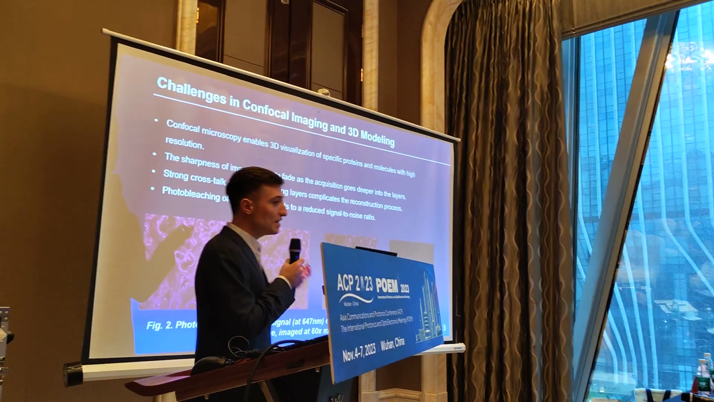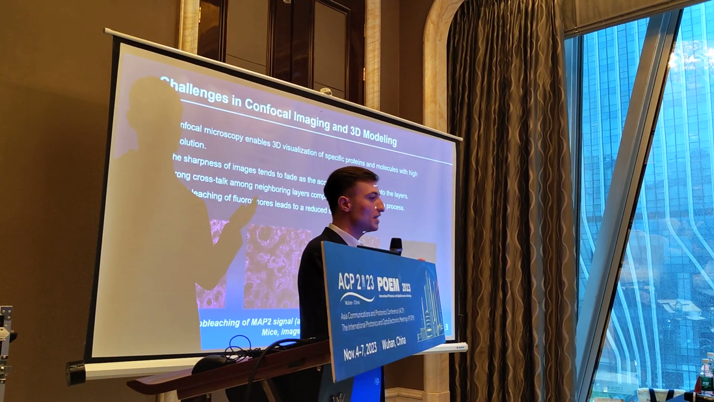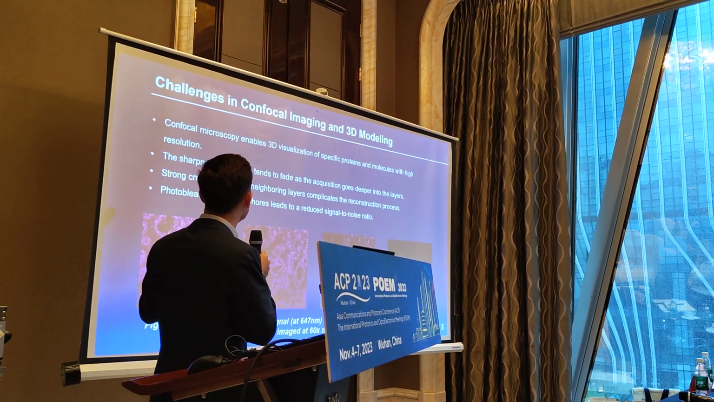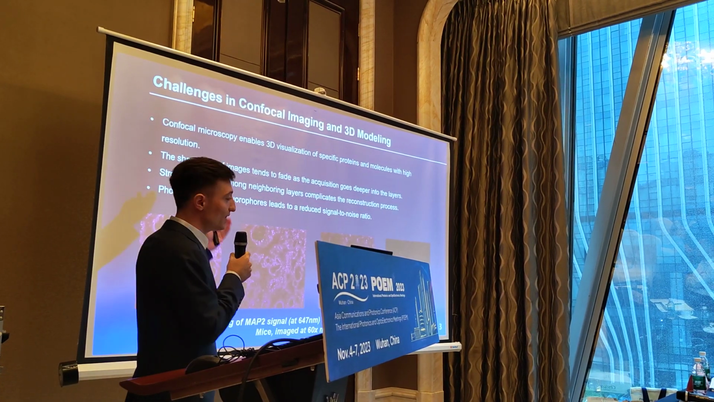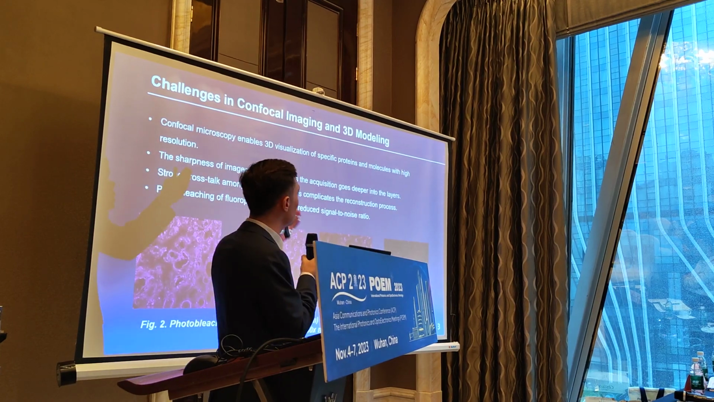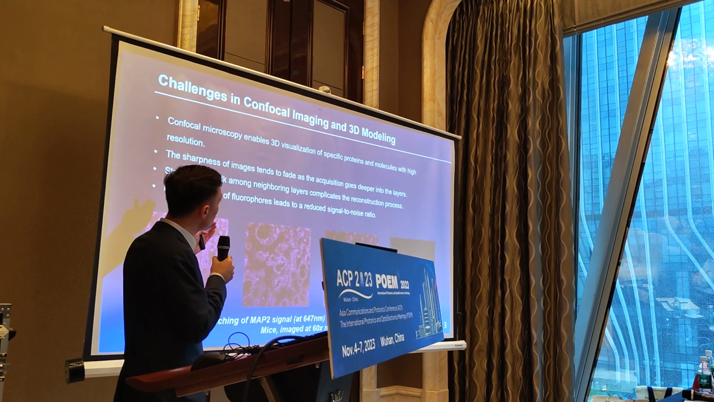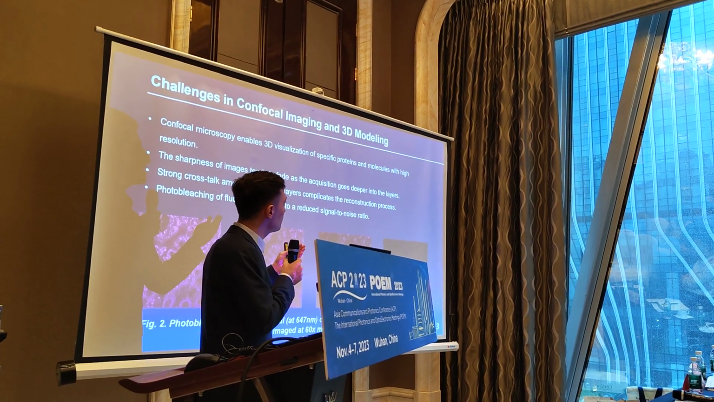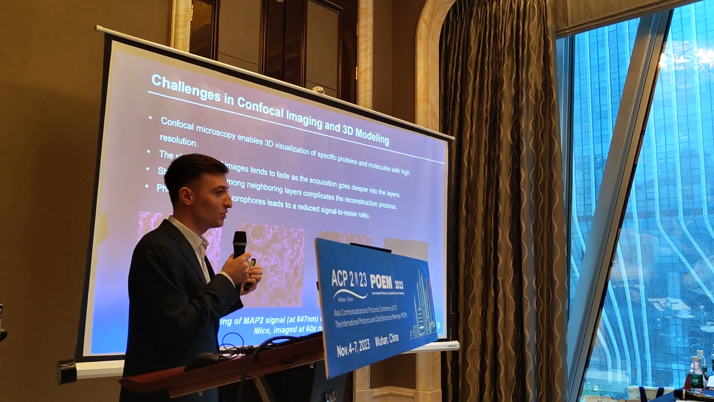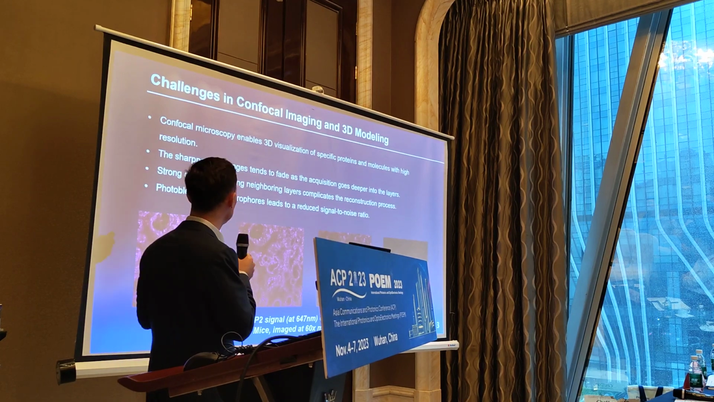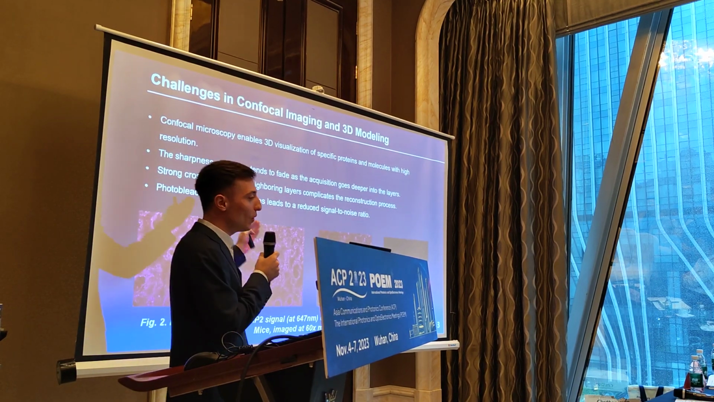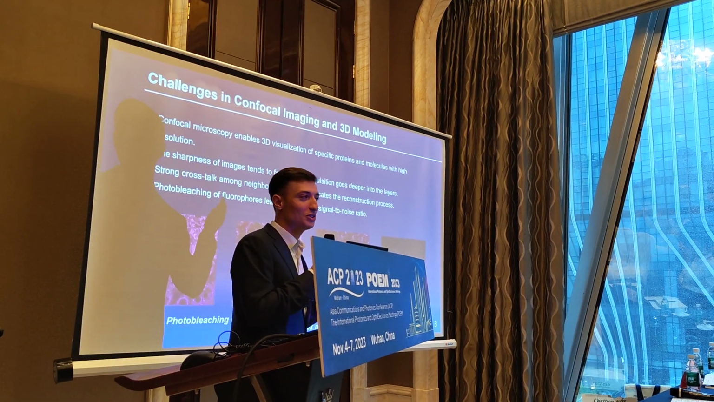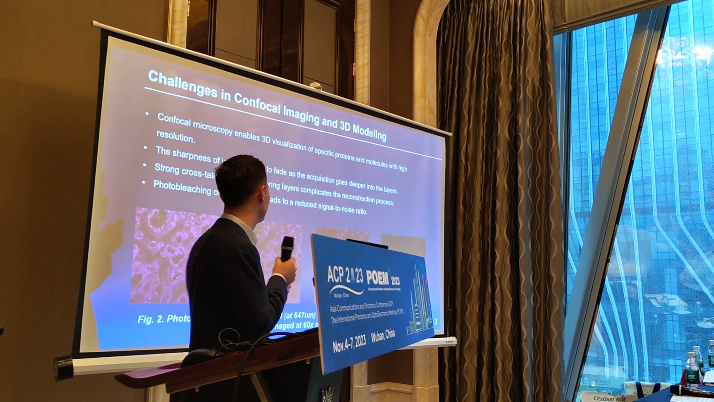But as I said, the best way to study organoids is confocal imaging, but confocal imaging has its own set of problems. One of them is that in a thin layer we get really nice images, but the sharpness of images tends to fade as the images get thicker and the acquisition goes deeper and deeper. That gives another problem: there's crosstalk among layers. This can be a problem, or it can be utilized for our benefit, which I will explain later.